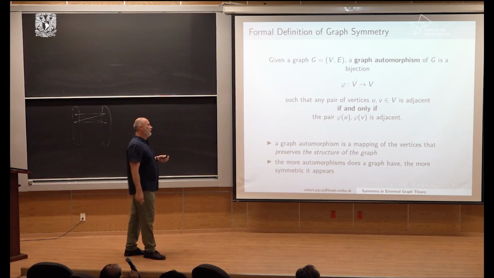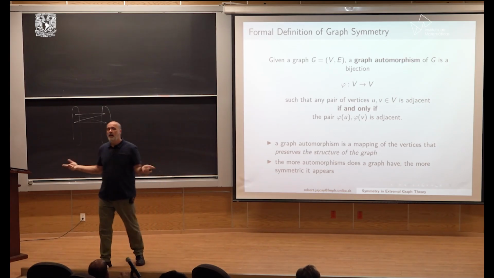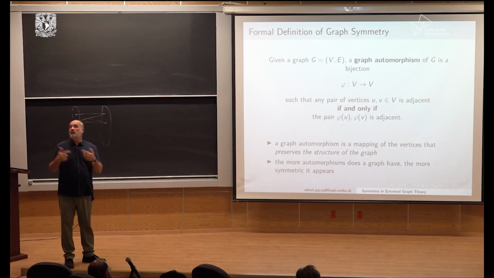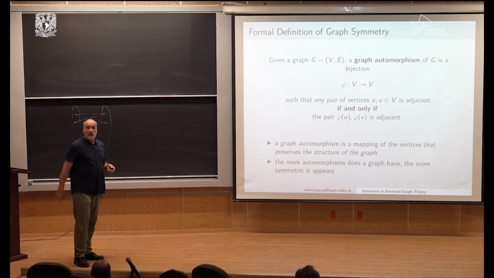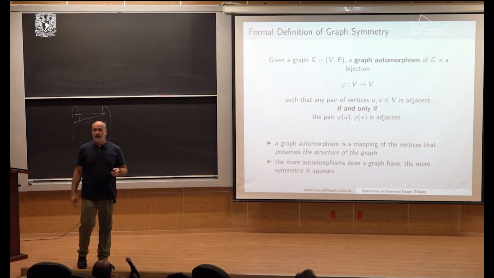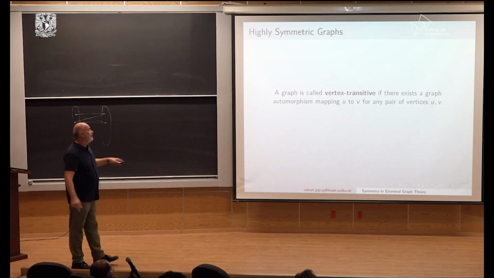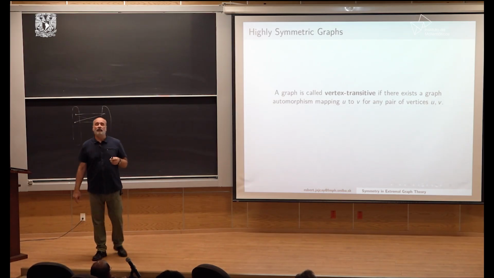The more automorphisms a graph has, the more symmetric it appears. Again, now I'm appealing to the sense of beauty. If it's very symmetric, it's beautiful because somehow we are genetically programmed to like highly symmetric graphs. We are born with the liking for highly symmetric graphs. And specifically, what do I mean by highly symmetric?